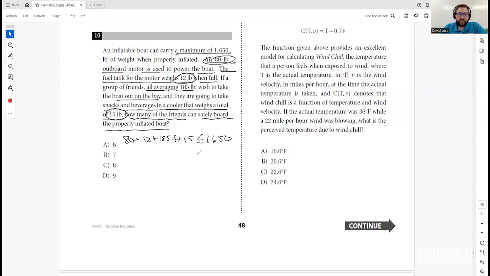All right, let's see if we can solve this. So we're going to take 1650 minus the other numbers, and we're left with 185F is less than or equal to 1543. And then we divide both sides by 185. And then F is less than or equal to 8.34. Now, can't take 9 friends or else the boat would sink. So we're going to take the most amount of friends we can at 8 friends. And, next time, the other friends can rotate out. All right, thank you.